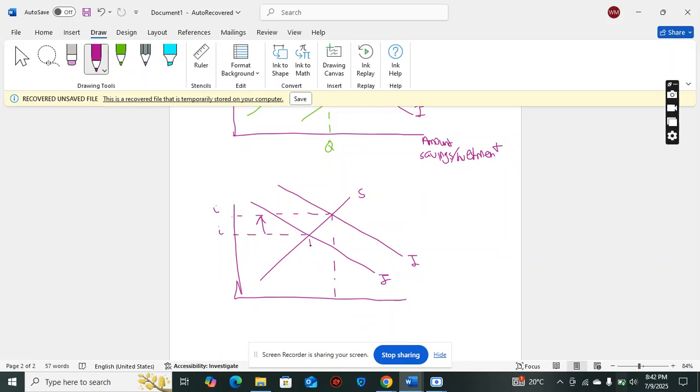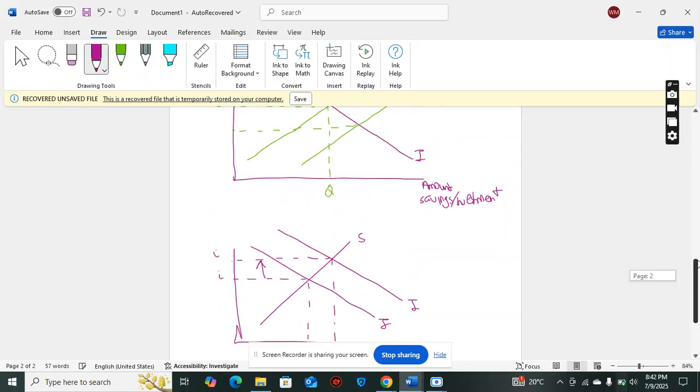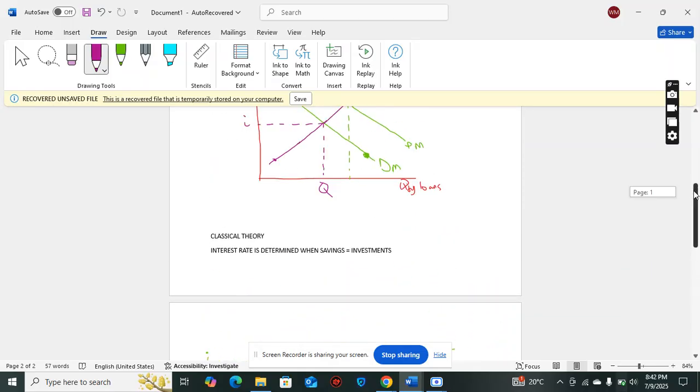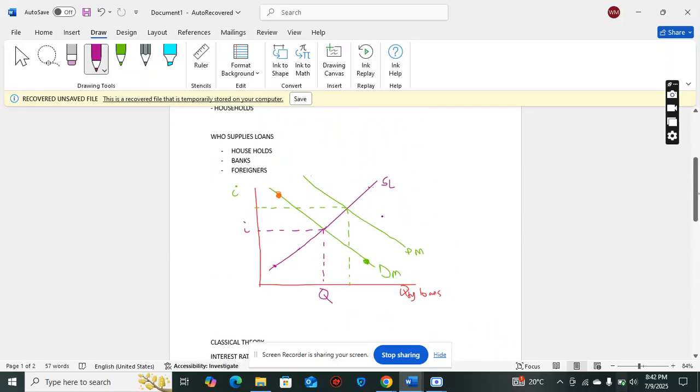So the classical theory and the loanable funds theory are very similar. Even if we go back to the loanable funds theory, if the supply of loans increases, meaning people are saving, your supply of loans will shift like this. And what happens? Interest rates drop.